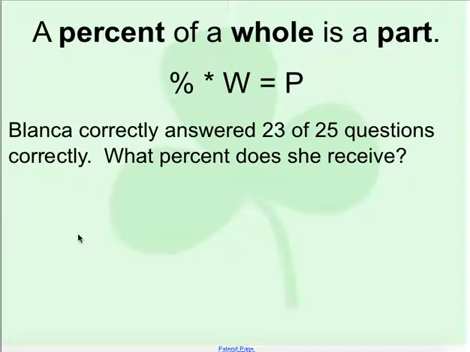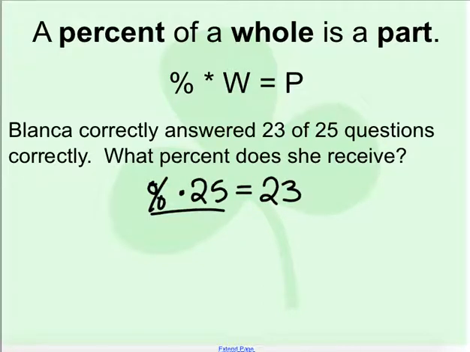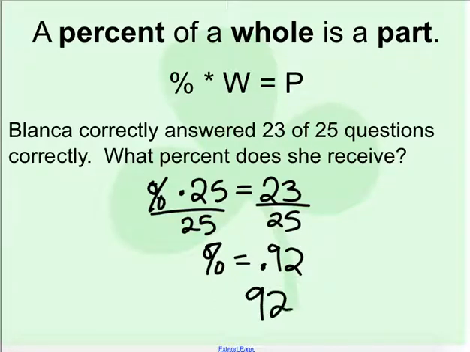Blanca correctly answered 23 of the 25 questions. What percent did she receive? Now in this case, I don't actually know the percentage, but I do know the whole is 25. The part is 23, so I could divide by 25 on each side to get that my percentage is, well, 23 divided by 25 is 0.92. So my percentage is 92%.